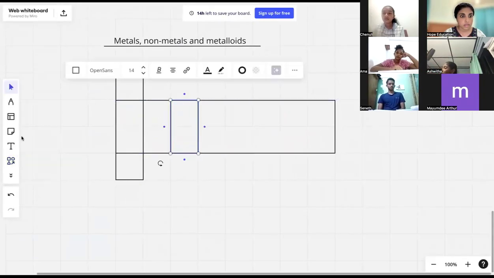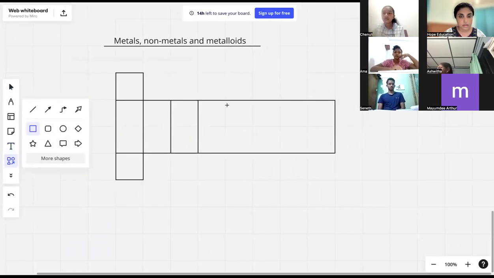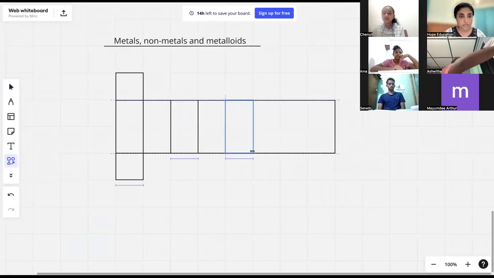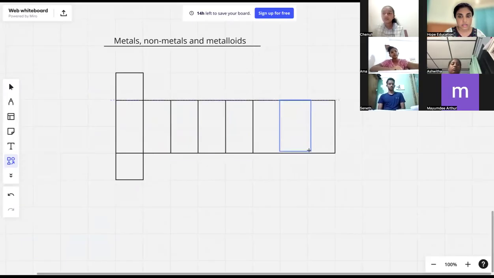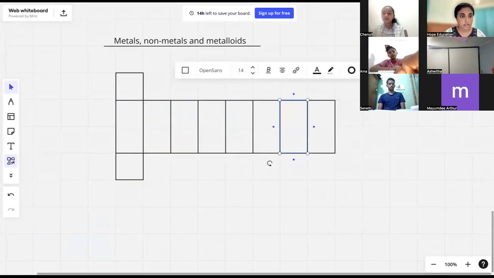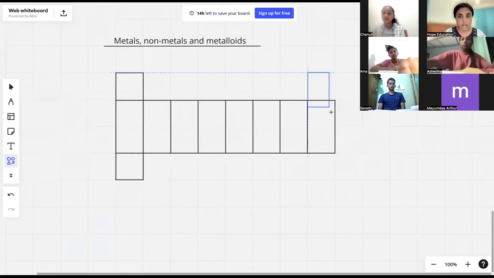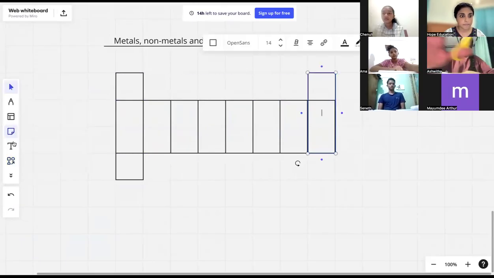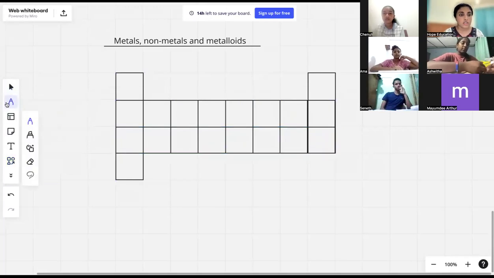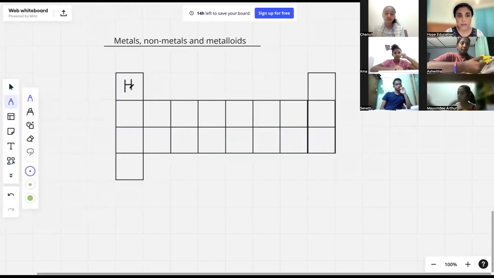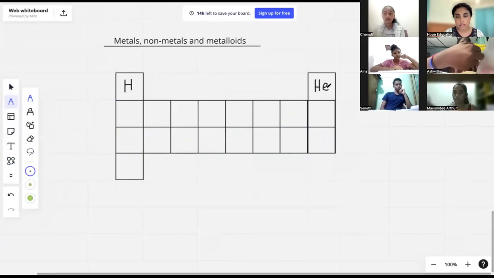Third group, fifth group, 7, then 8. So this is our periodic table, like this. Okay. So let me fill the periodic table. What are our elements? Hydrogen. By now you should have the periodic table memorized.